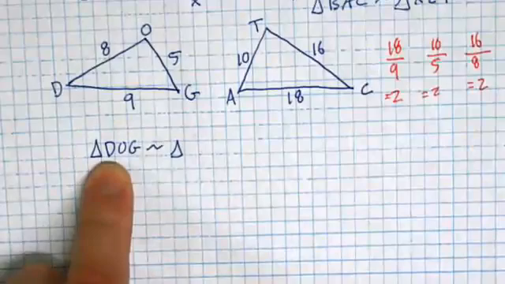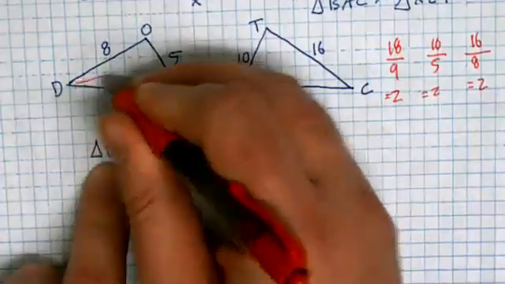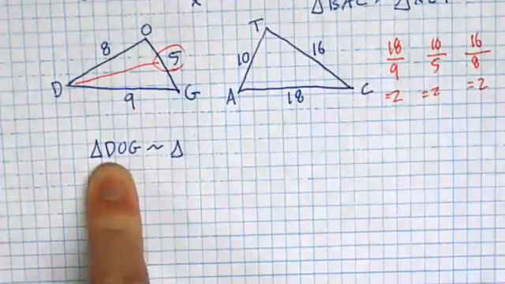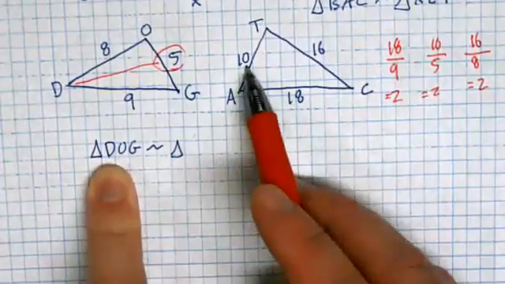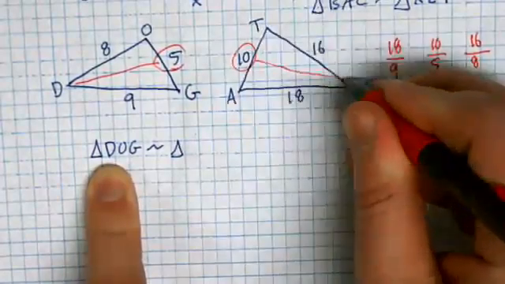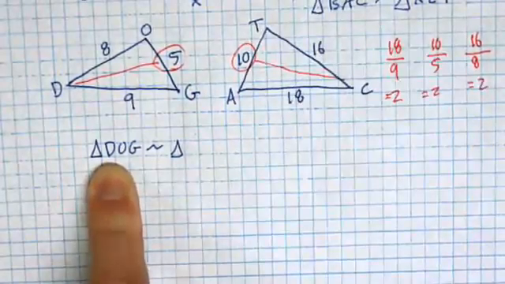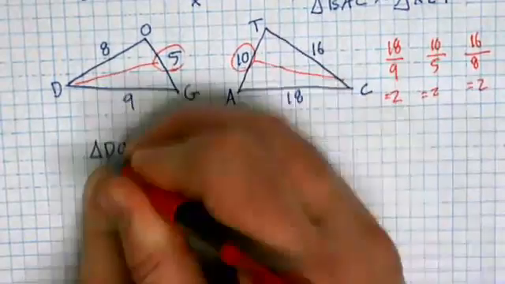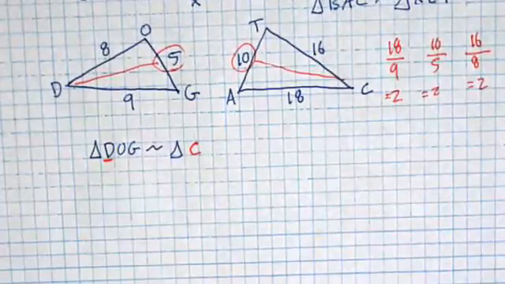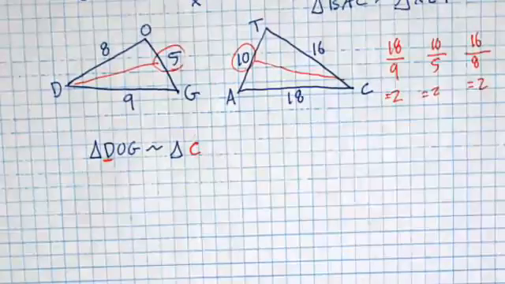I'm going to look at D, and I'm going to notice that D is across from the smallest side in that triangle. Agreed? And the smallest side in this triangle is 10. What's across from the 10 is C. So C has to match up with D because those are the angles that are across from the smallest side. I always look at what they're across from.